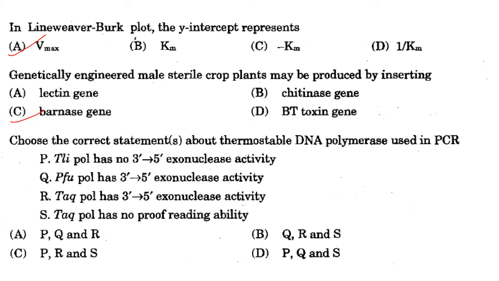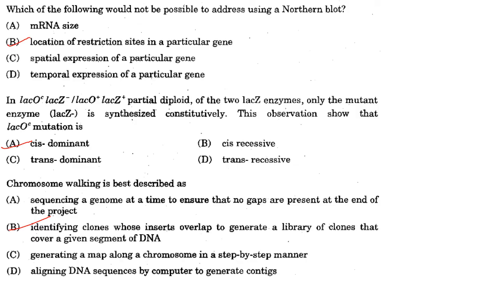So Q is correct. Then Taq pol has 3' to 5' exonuclease activity. Taq has 5' to 3' nuclease activity, but it has no 3' to 5' exonuclease activity. So R is also not correct. Then Taq pol has no proofreading ability. That is also correct. So answer is Q and S are correct, but R and P are wrong. So that is not given in the options here. There is a printing mistake. So coming to the next question.